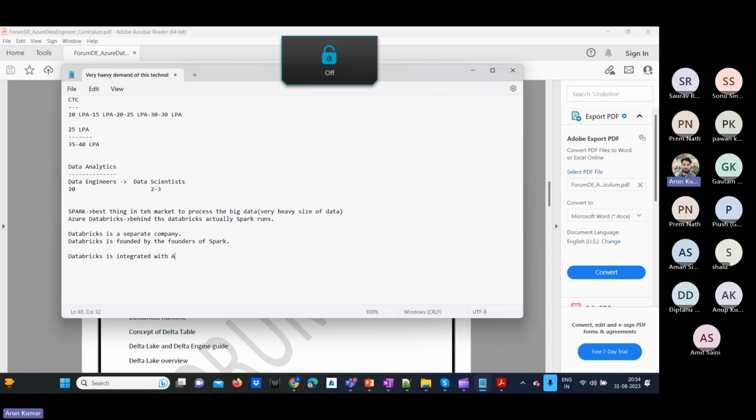Databricks is integrated with Azure Cloud, or you can say Microsoft, since Azure Cloud is a product of Microsoft. Databricks is integrated with all the major cloud platforms. This is the kind of popularity this technology has. It is integrated with AWS as well, and with GCP cloud as well.